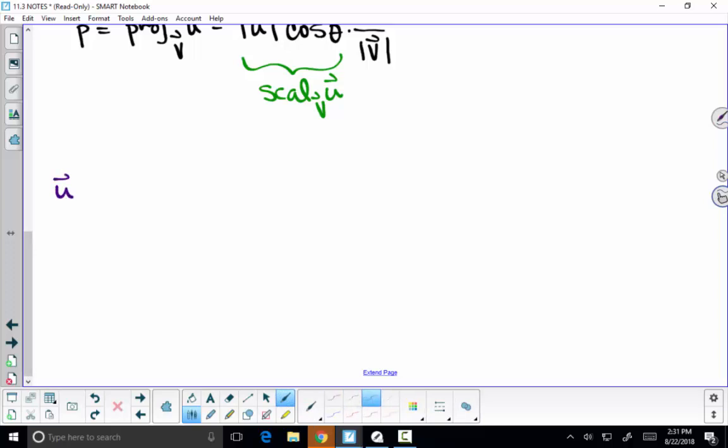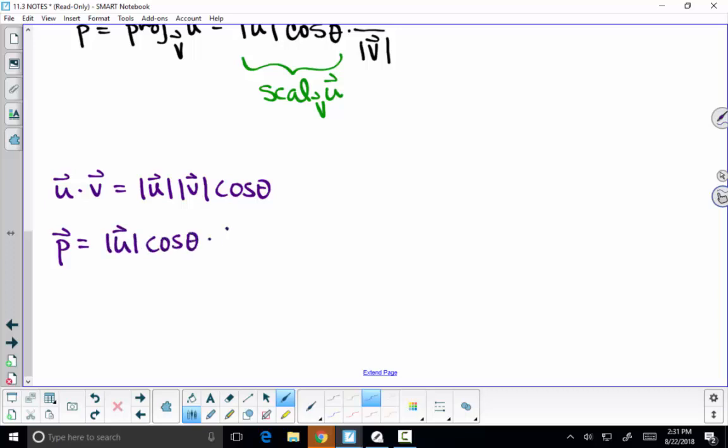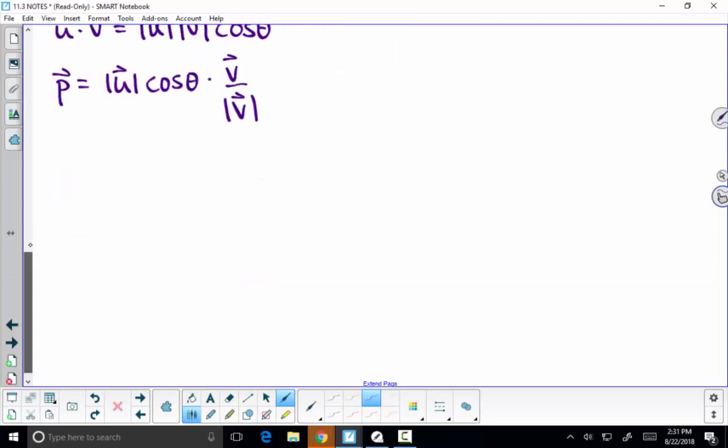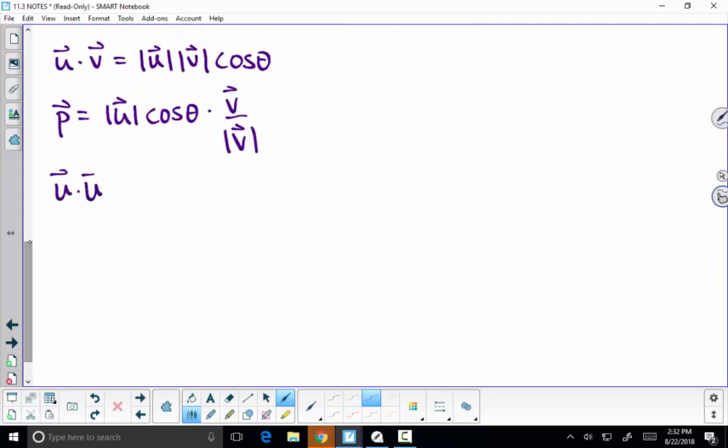So we know that u dot v is equal to length u, length v, cosine theta. And we know that the projection vector is going to be length of u cosine of theta times v over length v. And we know one other piece of information. We know that u dot u is length of u squared. So those are our three pieces of information. And all we want to do is get rid of this guy right here.